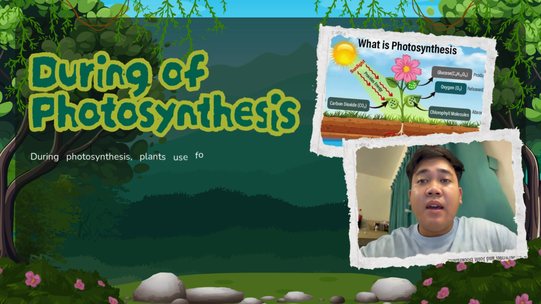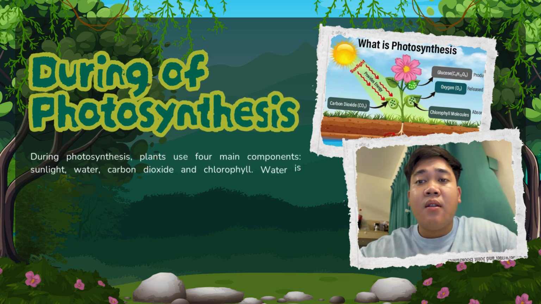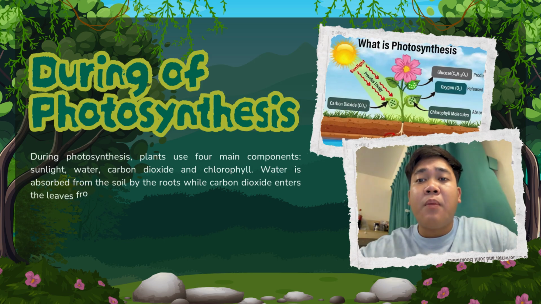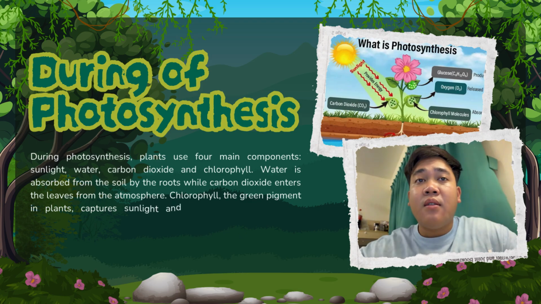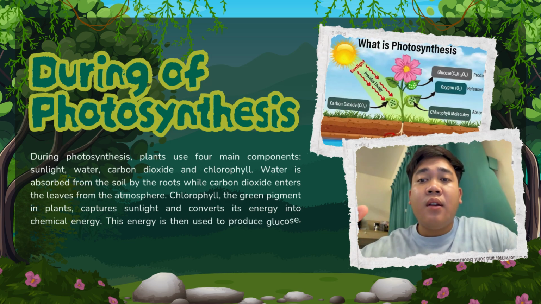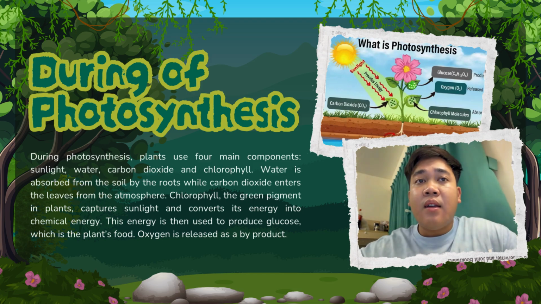As you can see in this picture, this is the process of photosynthesis. I will explain what plants do during photosynthesis. During photosynthesis, plants use four main components: sunlight, water, carbon dioxide, and chlorophyll. Water is absorbed from the soil by the roots, while carbon dioxide enters the leaf from the atmosphere.